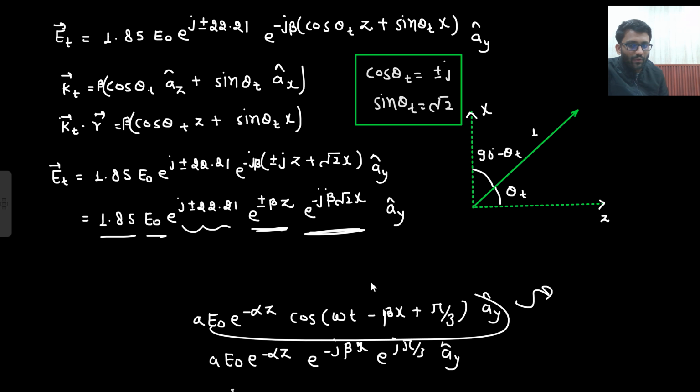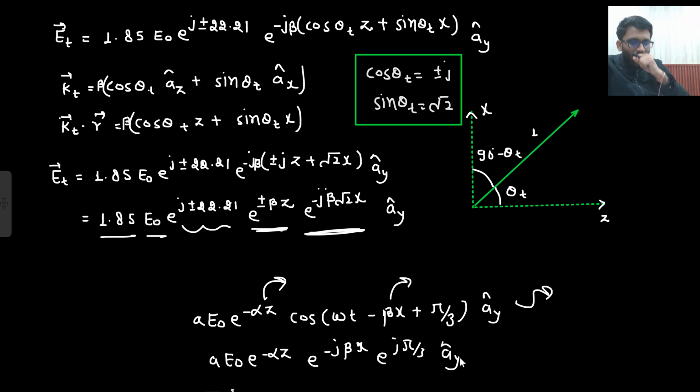What will you call this wave? This wave is traveling in x direction and decaying in z direction. The wave is traveling in x direction with amplitude decaying in z direction. This is what you will call it. Say yes or no, right? Same thing is happening here. What is this? This is just a phase. So forget about the phase.